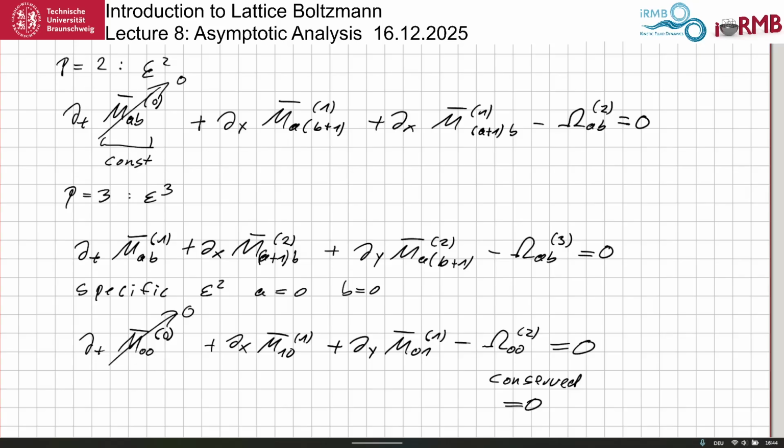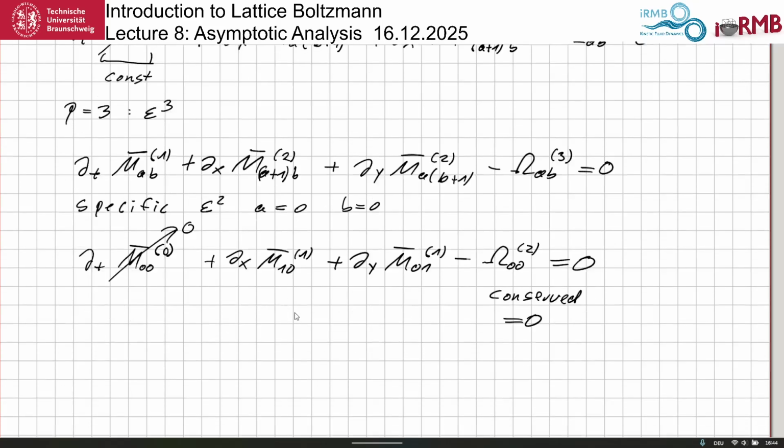So then also we know m00 to 0 order. So this is the density rho to 0 order, yeah? And we already said that everything to 0 order is constant. Okay, that's constant. Then we have m in this, we have the derivative of m10 to first order. And here comes the nonlinearity into play.